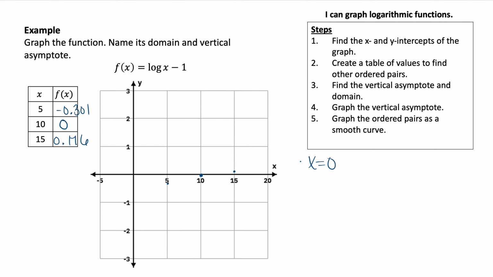And then let's go ahead and graph our ordered pairs. If we connect these using a curve, it kind of looks like this. And then I have that asymptote here at x equals 0. It's going to get really, really close to that, but not actually cross. So there we go. And now we can describe the domain. The domain is going to include all real numbers from 0 to positive infinity, right? Because it doesn't cross x equals 0.